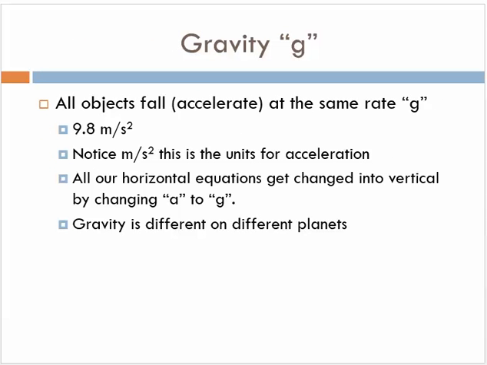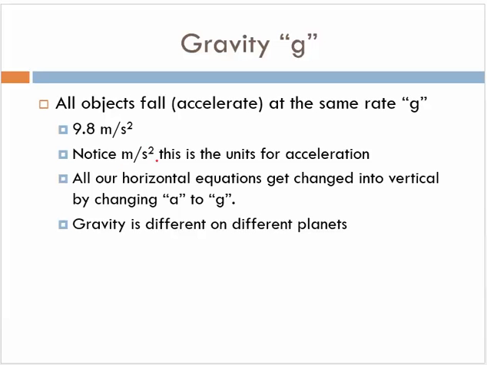When it comes to gravity, typically the variable we're going to use for this is simply g. Whenever you see this lower small g right up here, that's telling us that we're going to be dealing with gravity. All objects fall or accelerate at the same rate, and that's g. That rate is 9.8 meters per second squared.